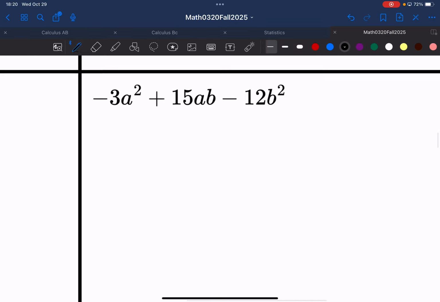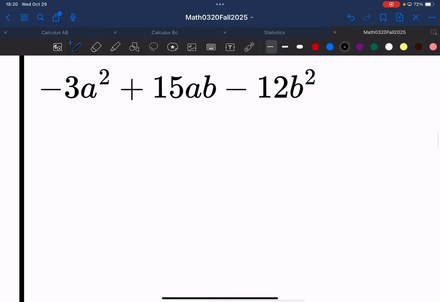So in this one, I'll go ahead and show you what it looks like if we don't cross off the other one and we bring it with us the whole time. And then you can make the decision for yourself which method you like to use. Okay, so first, before we do anything, notice we have a number in front of a squared, which means we need to take out a GCF. And what would that GCF be?